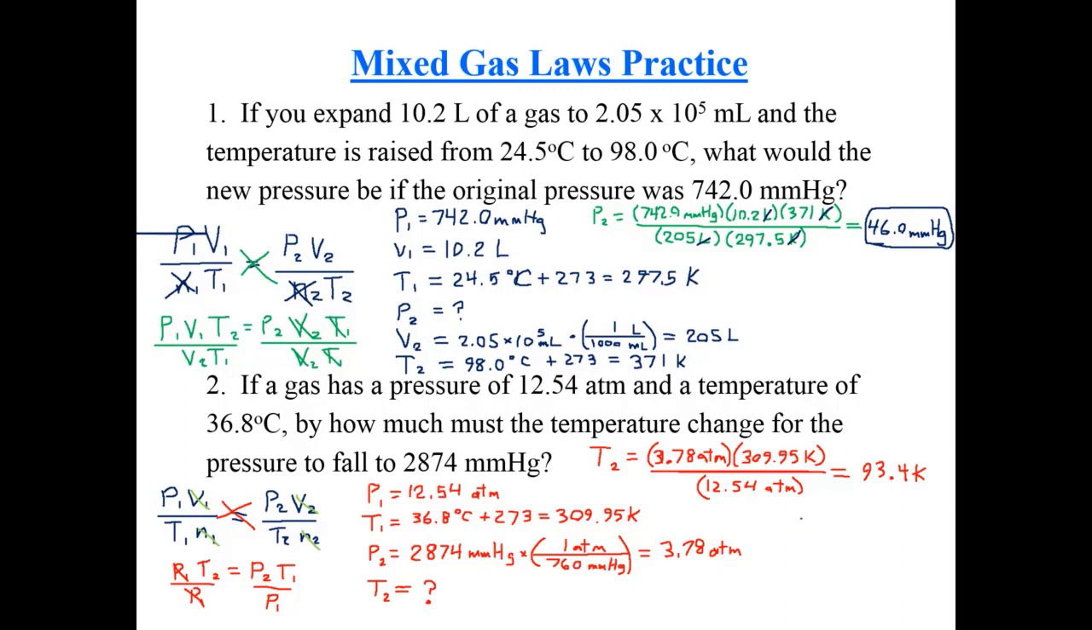So if I take 216.5? Yes, it should be 216.5. Because basically, if you take the 309.95 and you subtract the 93.4, you end up with about 216.5.